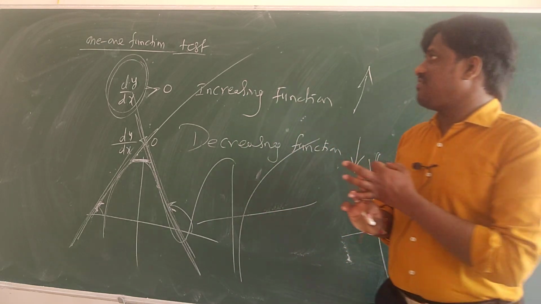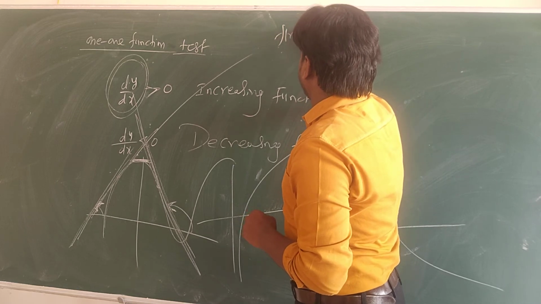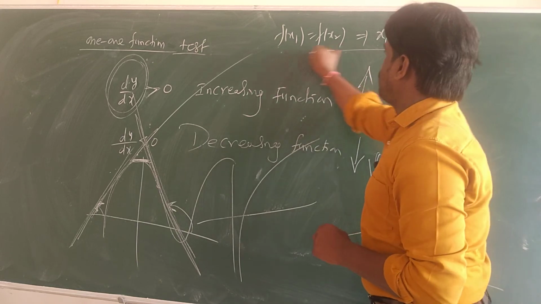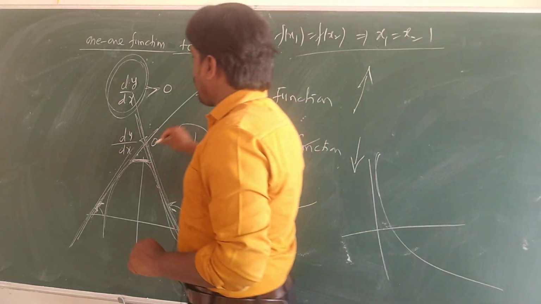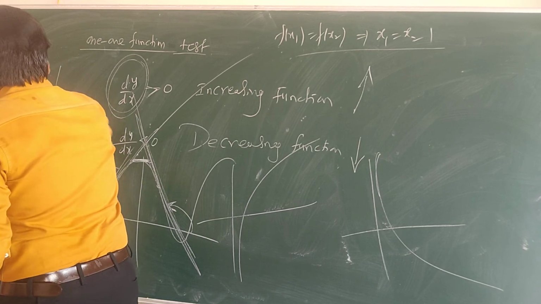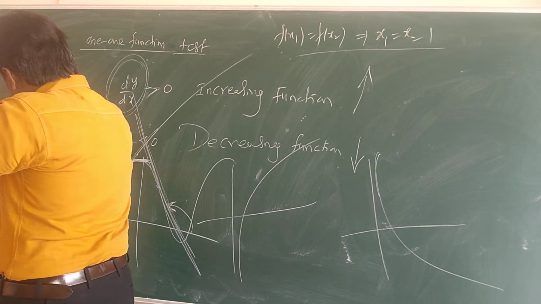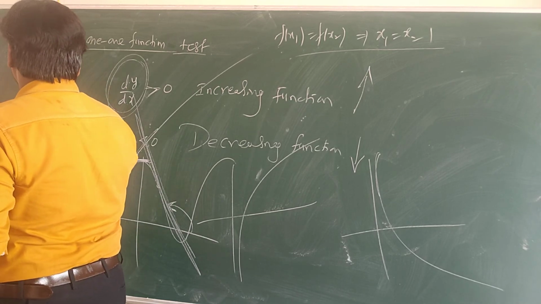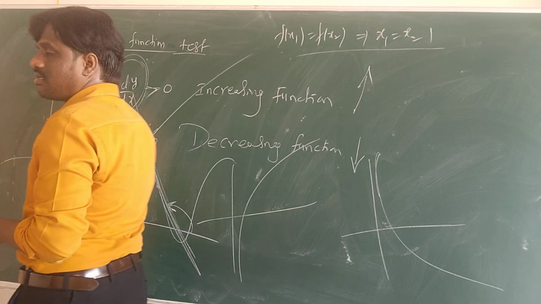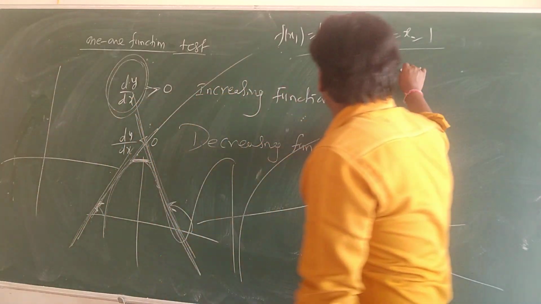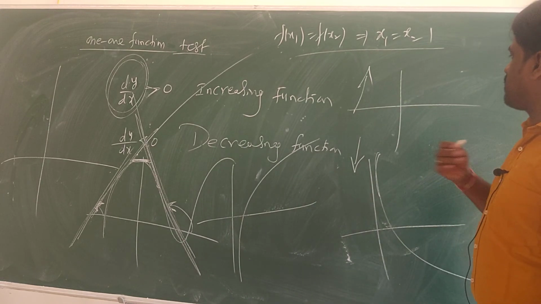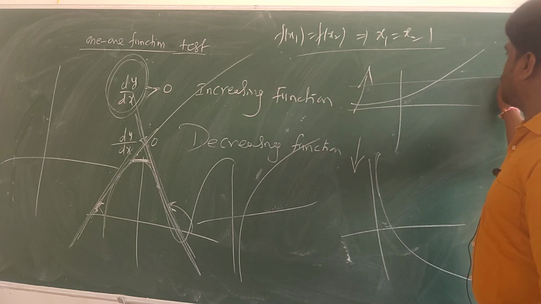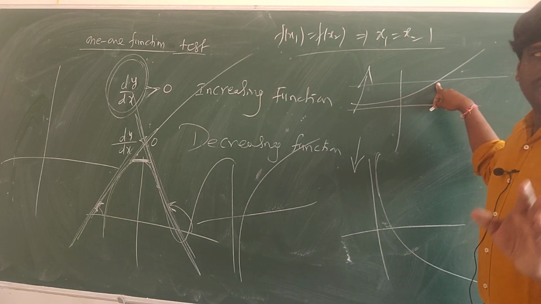See, to test a 1, 1 function, I told you one: f of x1 is equal to f of x2 implies x1 is equal to x2. This is one test. Another test is what? You draw a graph of any function. Draw any graph of any function. What function? Exponential function. Okay. In this, if I draw a line parallel to the x-axis, it is cutting only one point. So it is a 1, 1 function.